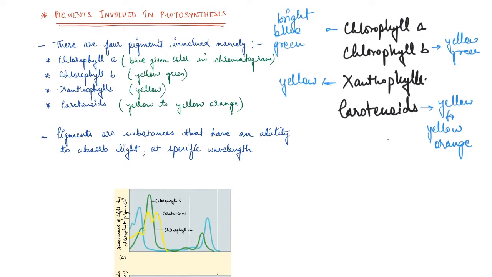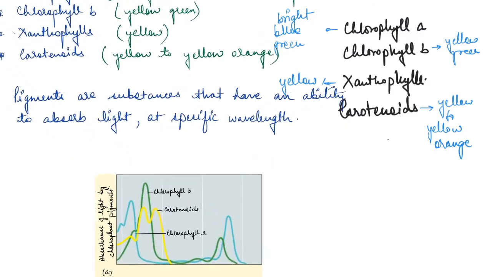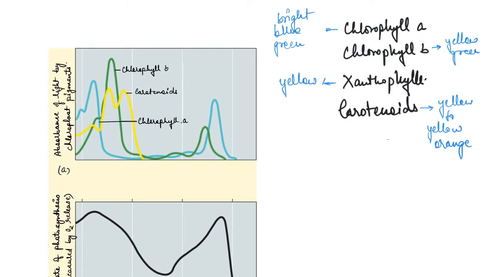So basically what are these pigments, guys? Pigments are substances which have the ability to absorb light, and this happens at specific wavelengths, right? So if you see the graph here, in the first graph you are basically visualizing the ability of different chlorophyll pigments to absorb light at different wavelengths, right?